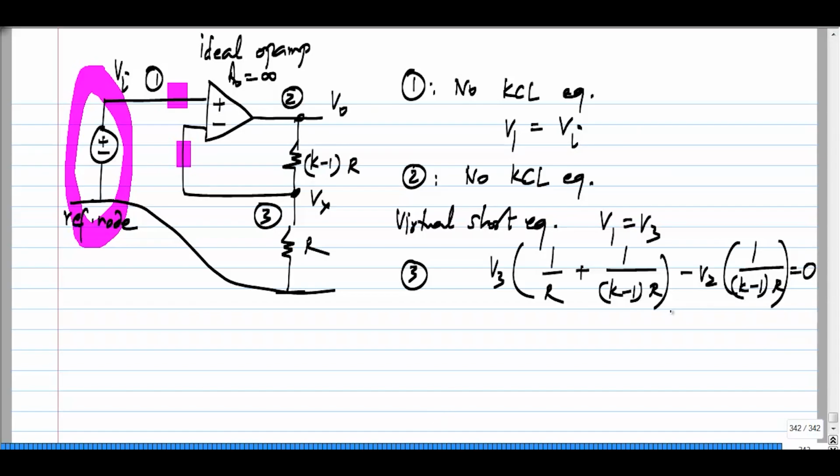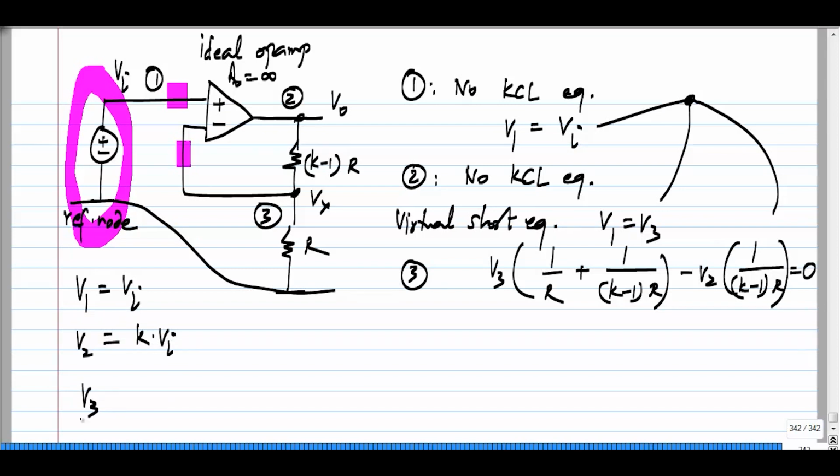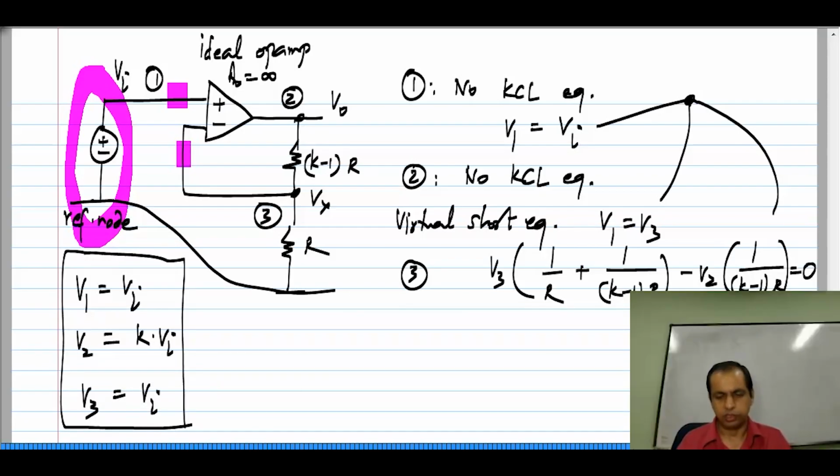Okay. So, if I solve with these 3 equations, this one, that one and that one, essentially I will get the solution, which is that V 1 equals V I, V 2 equals k times V I and V 3 equals V I. Okay. So, this is the solution to these 3 equations.